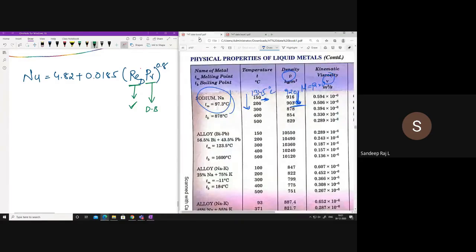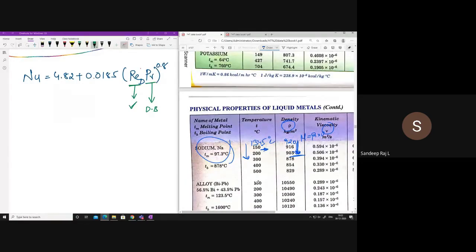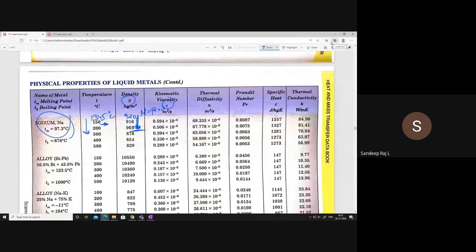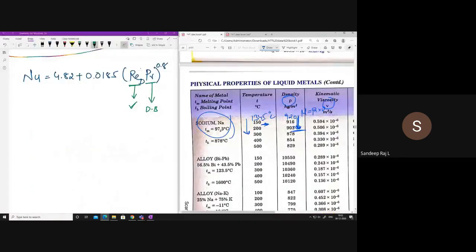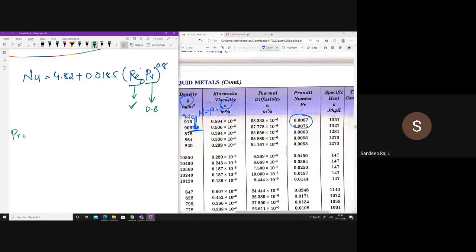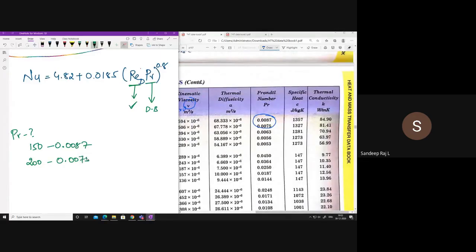In the data book, you move to page number 41. You will have the Prandtl value for sodium here. Using this, you have to interpolate and get the value. For that, let me write it here. The 150 value is 0.0087, and for 200, the value is 0.0075. Now calculate the value for 134.5.